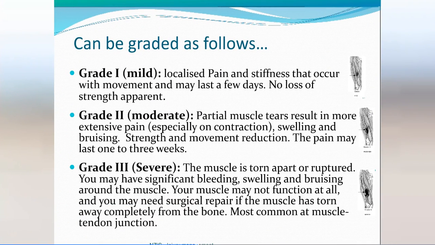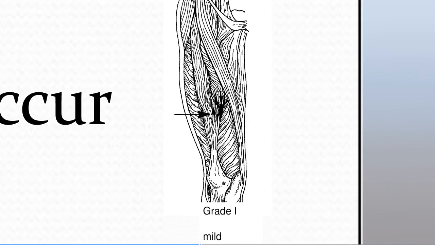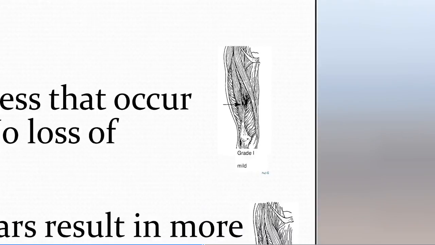Grades again, same as the ligament ones for the sprains. So grade 1 is mild, grade 2 moderate, and grade 3 severe. Grade 1, localized pain and stiffness will be the symptoms, and it will last a couple of days, and there'll be no loss of strength apparent. You'd still use it. DOMS, delayed onset of muscle soreness, would be an example of a mild strain, the sort of damage you do after a hard bout of exercise. That makes you a little bit tender and sore tomorrow, and usually after a couple of days peaks and disappears. That sort of pain. So we're talking some minor tearing of the muscular fibres there.